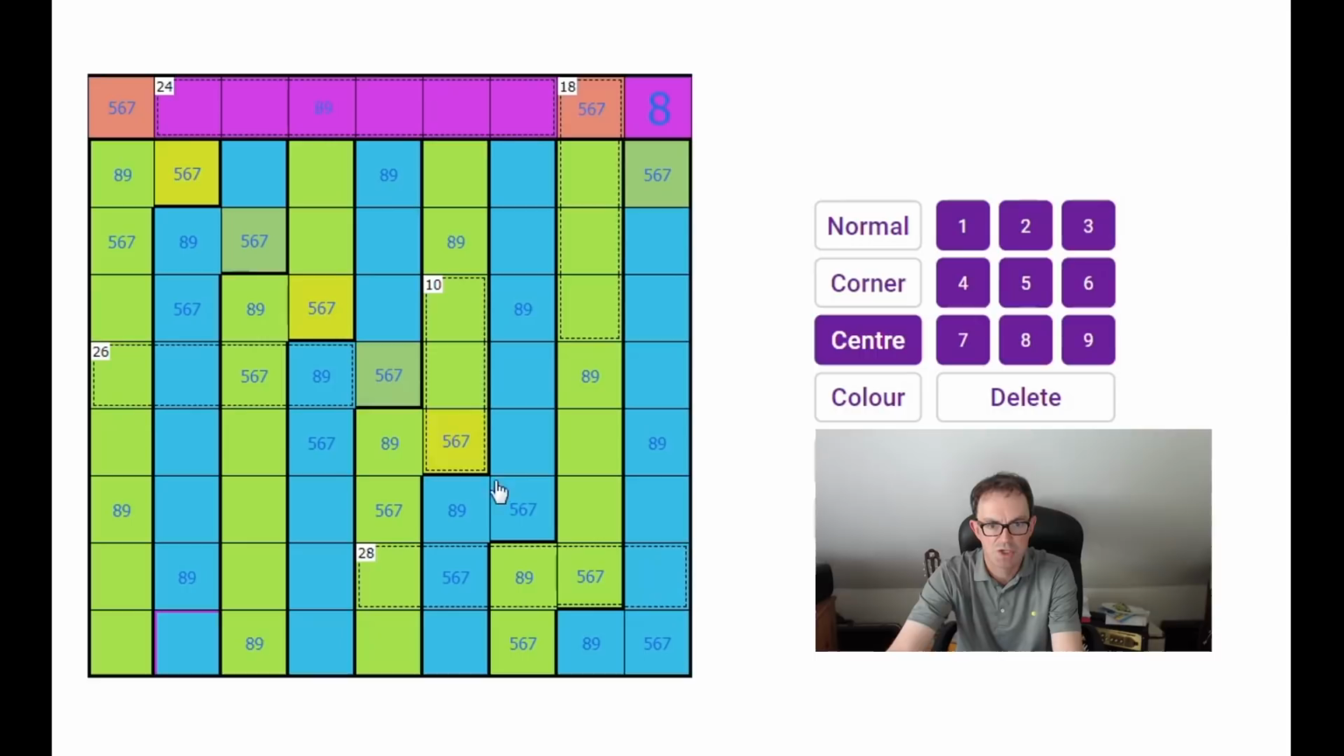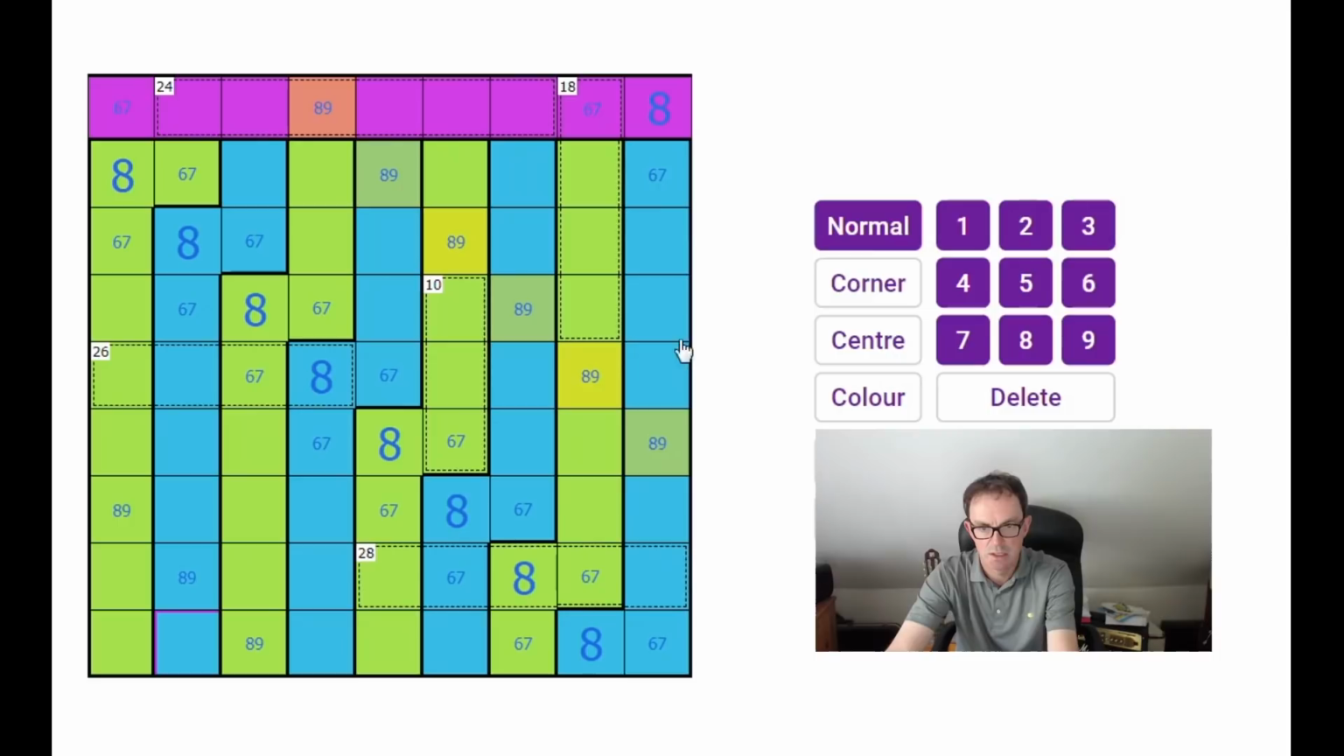So let's try and use that fact. Get rid of the 5s from all of those squares. Now if this is an 8, we also know, of course, that all of these cells would have to be 8. And indeed, all of these cells would have to be 9, as well as these cells.